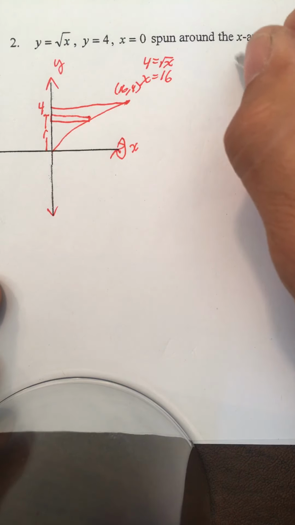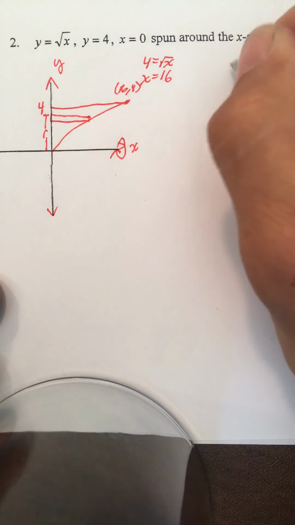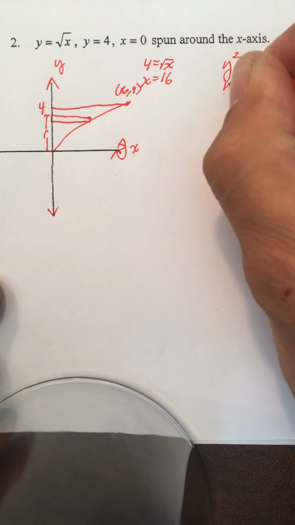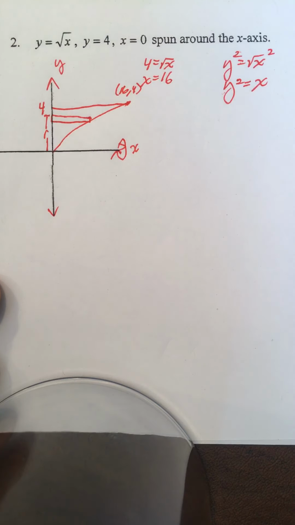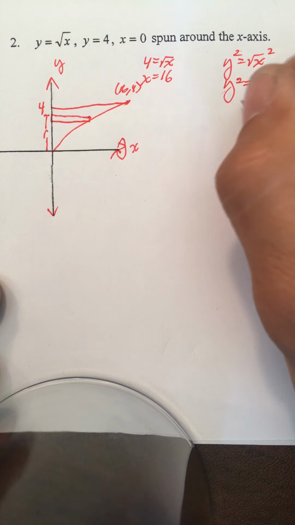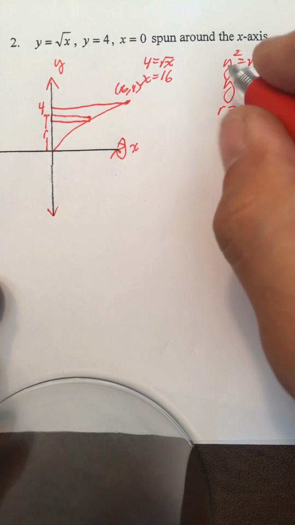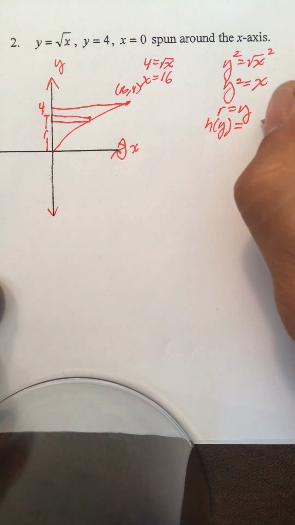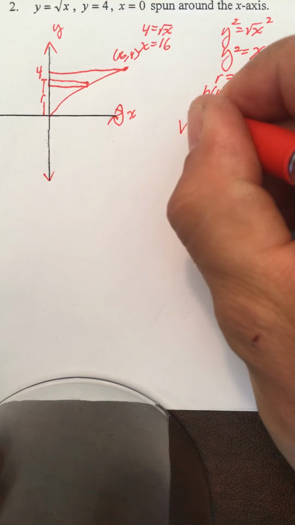So the first thing I'm going to do is show that our function, y equals the square root of x, if we square both sides, gives y squared equals x. So here's our radius: our radius is going to be y. Our height in terms of y is going to be y squared. Okay, and now I'm ready to begin. I'm going to find the volume.